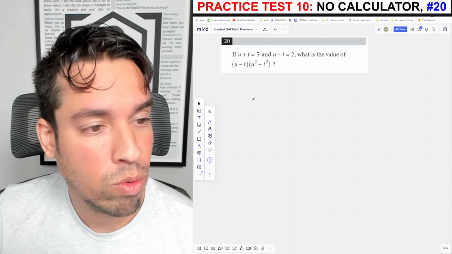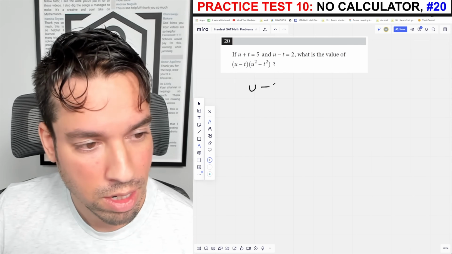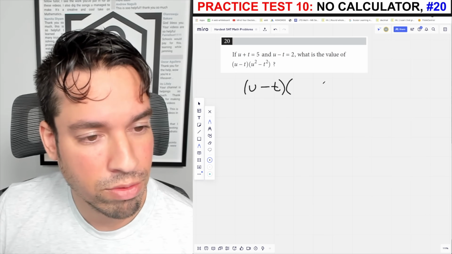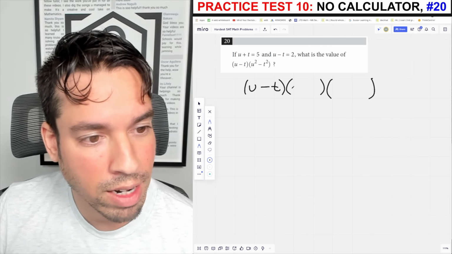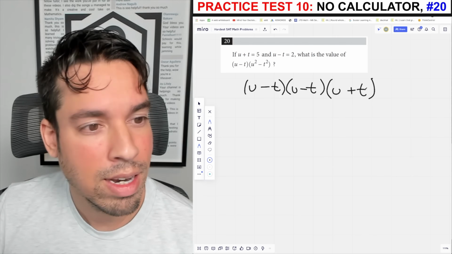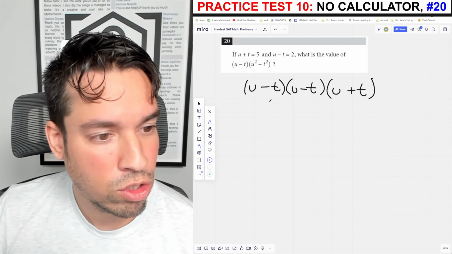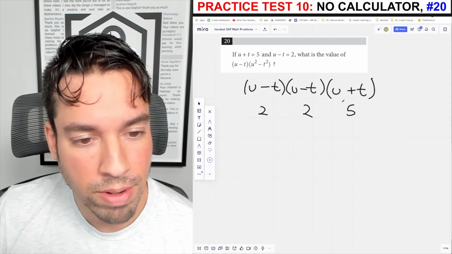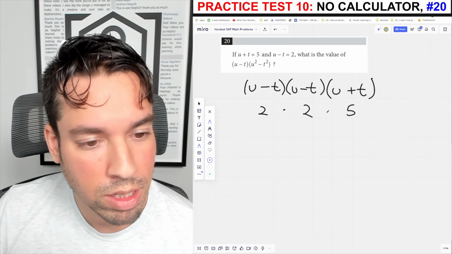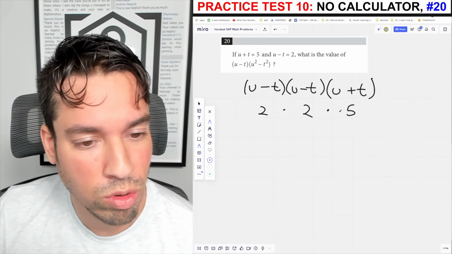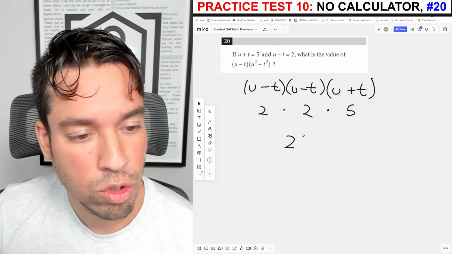So this one is great if you use that protocol, because the second expression, that second binomial, is a difference of squares. So if we factor it, we get u minus t times u plus t. Now this starts to make a lot more sense, because u minus t has a value of 2 and u plus t has a value of 5. Again, if you don't see that, you're kind of stuck. But if you see it, this is amazing, because it's just 2 times 2 times 5, 4 times 5, 20, and that's it.